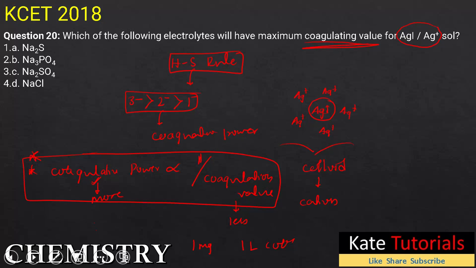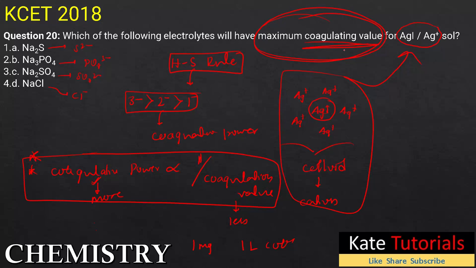So here they have given a cationic colloid, because AgI bar Ag plus means it is a cationic colloid, right? Here the anion, if you see, Na2S means S2 minus, sulfide is the anion. Here PO4 3 minus is the anion, here SO4 2 minus is the anion, and here Cl minus is the anion. And the question is, which of the following electrolytes will have maximum coagulation value? They have asked maximum coagulation value, not the power.